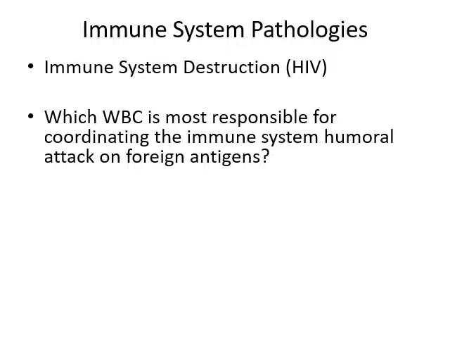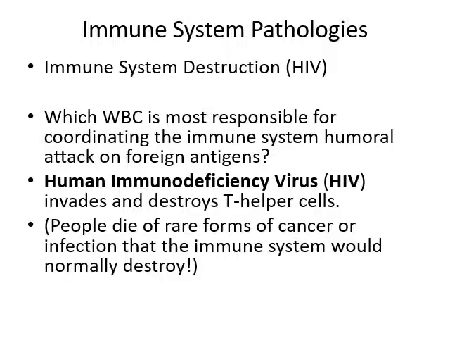Finally, the immune system destruction by HIV. This is where the human immunodeficiency virus invades and attacks and disables the T helper cells that coordinate the attack by B cells and plasma cells. AIDS syndrome is a word to describe many symptoms and many characteristics. People who die from it don't actually die from AIDS. They die because, sadly, they get infected by weird exotic diseases or weird forms of cancer that your immune system would normally take care of, so you wouldn't die from it.